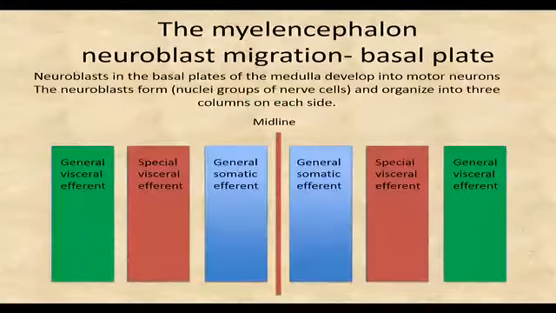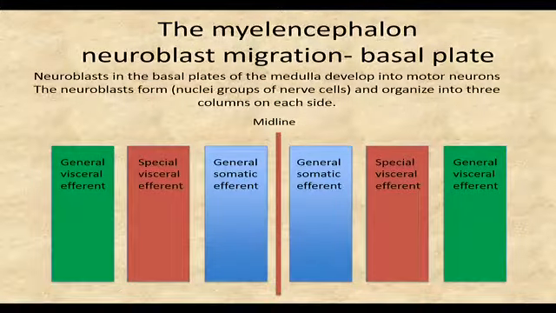Okay? Now, if there's the midline and I'm only looking at motor in this section, the nuclei are even arranged in columns by function. They're actually arranged in columns by function. And so the ones that are most towards the midline are general somatic efferent.